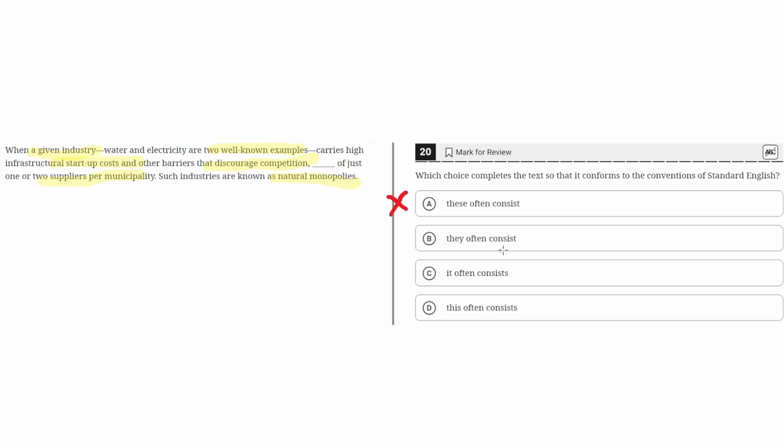B. They often consist. This is incorrect for the same reason as A, because they refers to a plural subject, but in this given sentence, it is a singular subject, so B would also be incorrect.